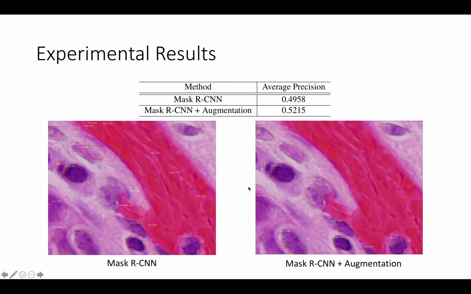Here we also show some case studies for error analysis. We can see that Mask RCNN makes some obvious mistakes, such as wrongly detecting the blood vessels as nuclei and also missing some very obvious nuclei. The baseline plus augmentation did much better on the segmentation, but it still makes some mistakes, such as missing those small nuclei and also wrongly detecting some background colors as true nuclei.